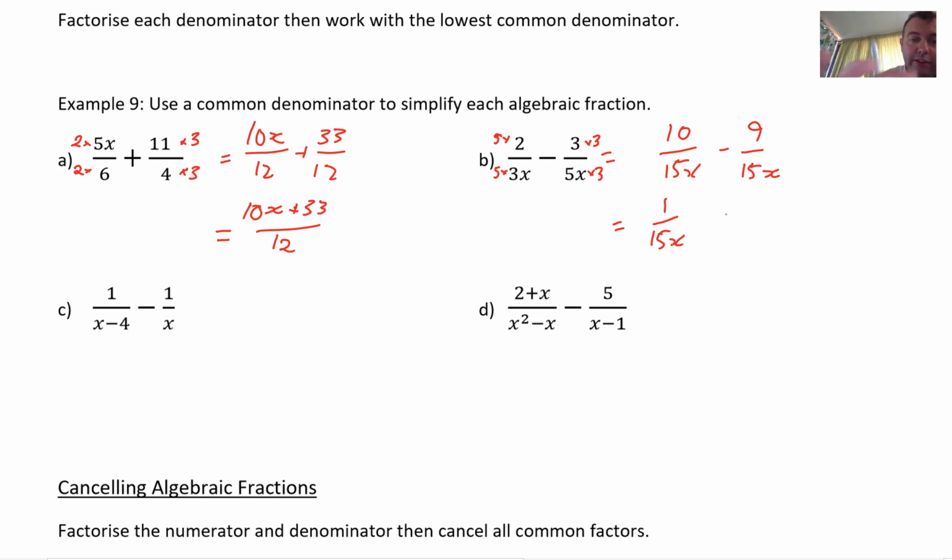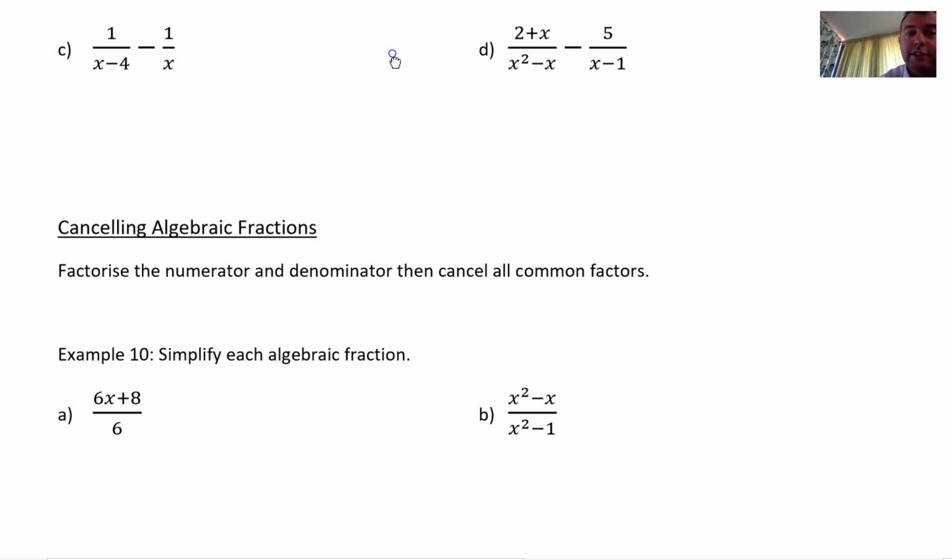Right, now, this here is slightly more complicated, I suppose, because I have a binomial. I've got a couple of different terms there in the denominator. So I'm going to need a common denominator of x outside of x minus 4. Multiply those two together. Right, so what I'm going to do is multiply the top and bottom of that by x, and the top and bottom of this one by x minus 4. Right, so that's going to give me x minus 4.